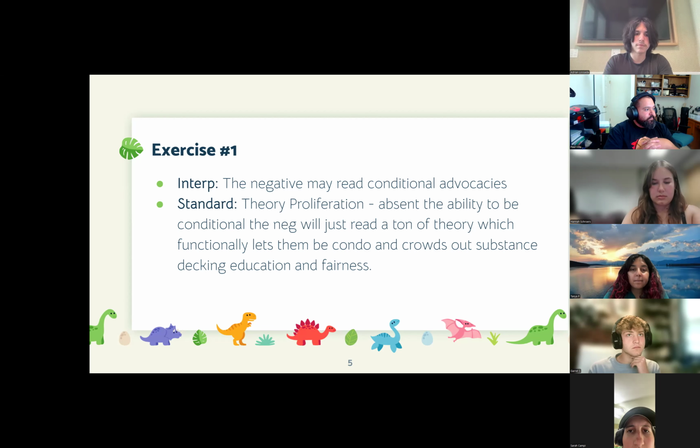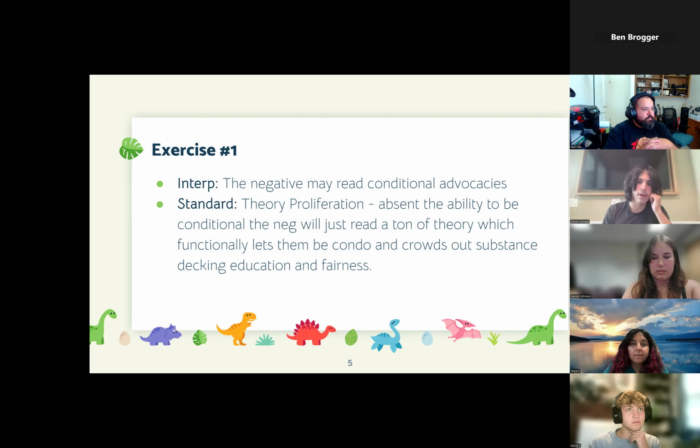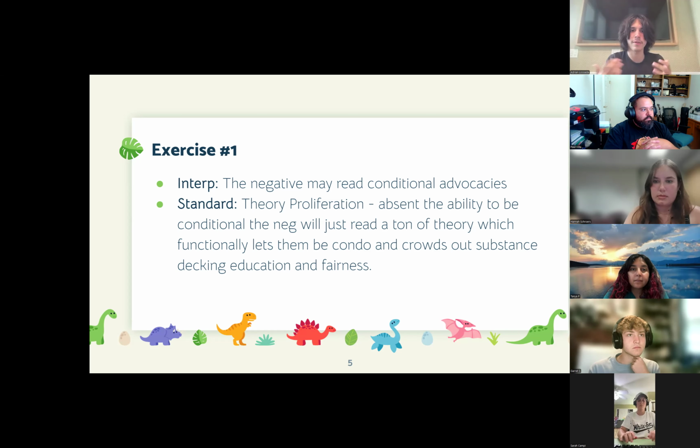Adrian? The standard is non-unique because the interp has nothing to do with the nature of people being able to read theory. 100%. Okay. Ben, I assume you're going to say that. Obviously, Ben, we worked a little bit on the NPTE stuff during this, but yeah, 100%.